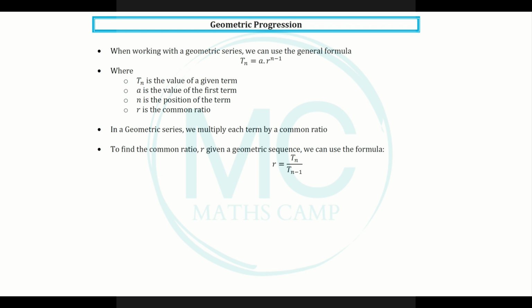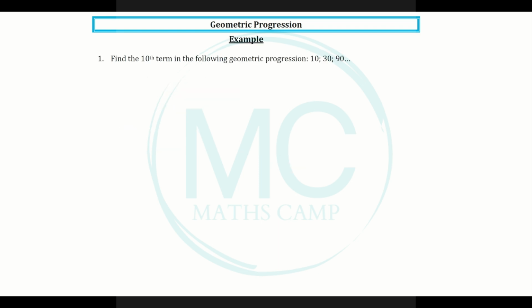To find the common ratio r in a geometric series, we can use the formula r is equal to Tn divided by Tn minus 1. So in other words, we can take the value of any term and divide by the term directly before it. Let's look at an example. Find the 10th term in the following geometric progression, 10, 30, 90, and so on. Let's start with our formula. Tn is equal to a r with an exponent of n minus 1. We want the 10th term, so n is 10. a is the value of the first term, which is also 10.